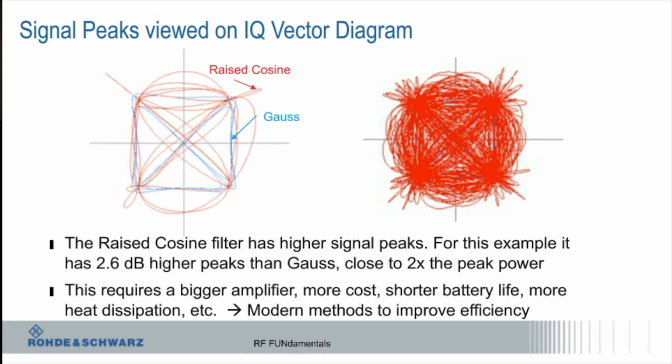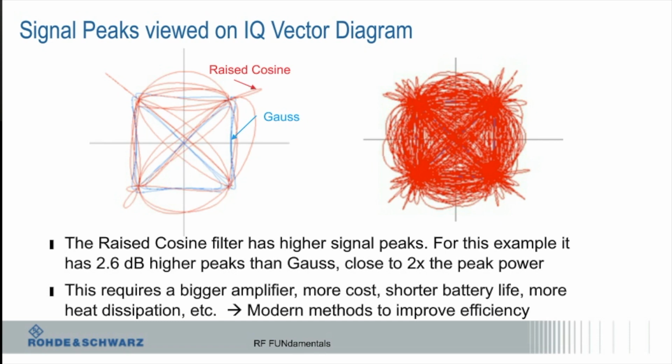So in all these things, there are trade-offs. If you look at the entire system, there are trade-offs you have to make. It has 2.6 dB higher peaks than Gaussian and close to 2 times the peak power. So you need a bigger amplifier, as I said. Typically one of the more energy-hungry devices in a cell phone or a mobile device is the PA, right? That's what's limiting your battery life to a large extent, along with the heat issues and all that.